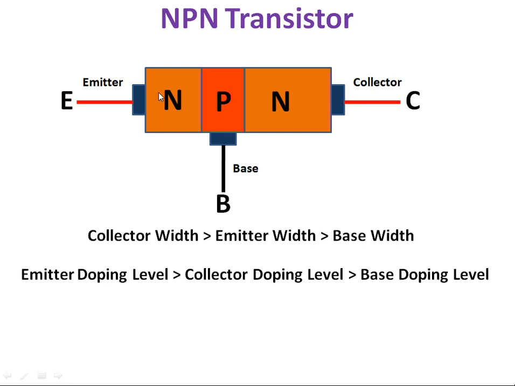What about the doping level? The N layer, P layer and N layer materials are obtained by adding impurities to the pure semiconductor material. Here the emitter layer is highly doped, it has high impurities, the base region is lightly doped, and the collector region is moderately doped. So the emitter doping level is very high when compared to collector and base. The collector doping level is high when compared to the base doping level.